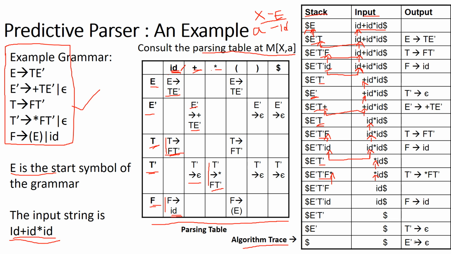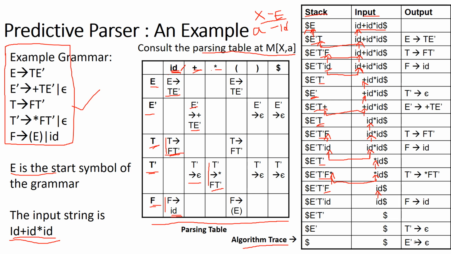Now the parsing procedure compares the top of the stack, which is star, with the current input symbol, which is also star. And because a match is found, the top of the stack is popped from the stack, and now F becomes the top of the stack, and the input pointer is advanced to the next input symbol, which is ID. Now the top of the stack is F and the current input symbol is ID.